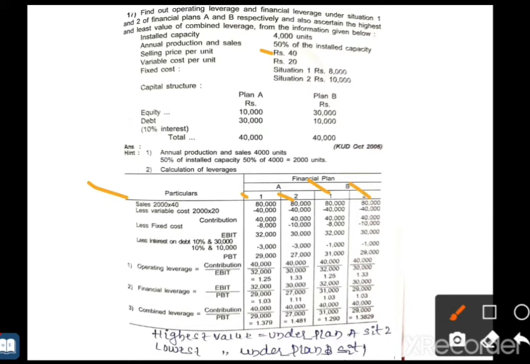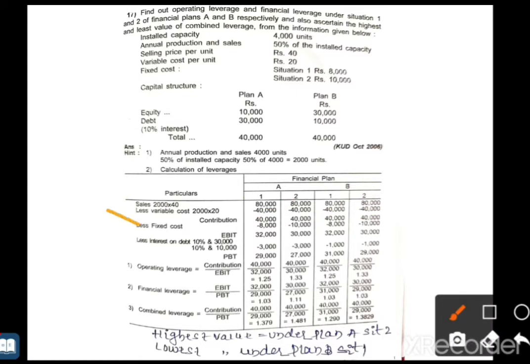Next we are going to deduct variable cost. Variable cost is 20 rupees per unit. Total units is 2000. 2000 into 20, 40,000, 40,000, 40,000 and 40,000. After subtracting we will get contribution: 40,000, 40,000, 40,000 and 40,000. So this is the contribution.